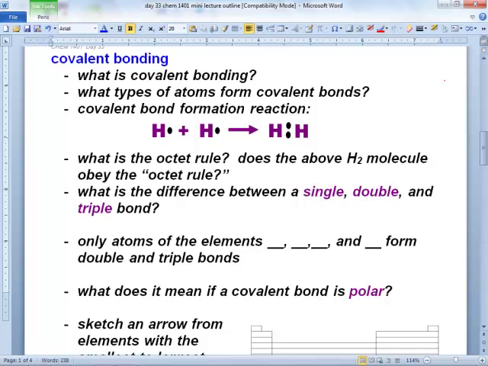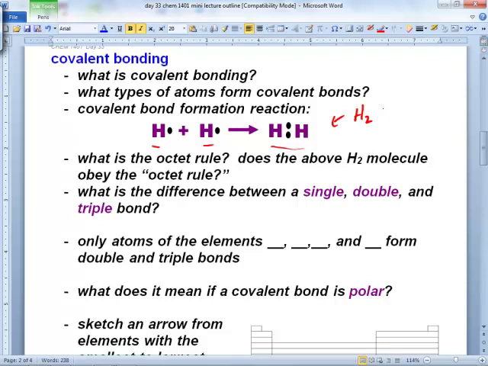So, covalent bond formation. Here's the Lewis dot structure for hydrogen, and the Lewis dot structure for hydrogen again. Only one valence electron each. And then you combine them, and we have a molecule. We would usually write it H2, but that's what it is.